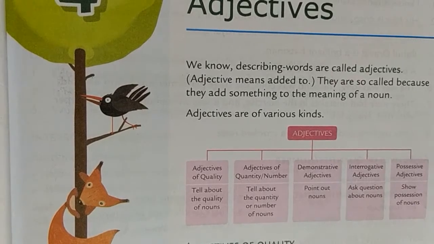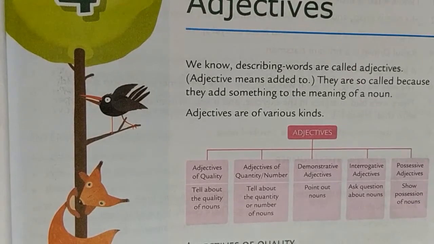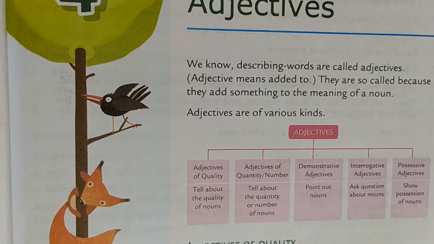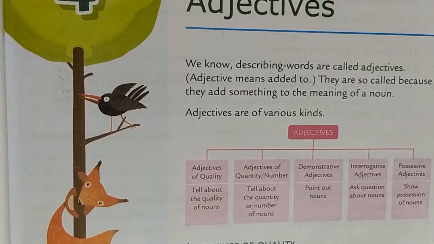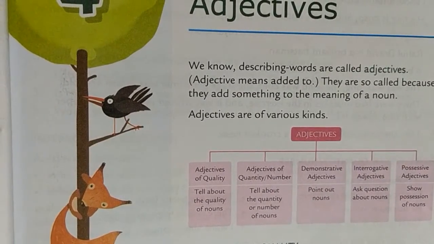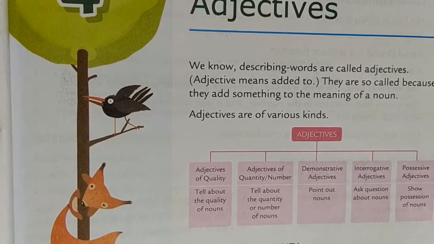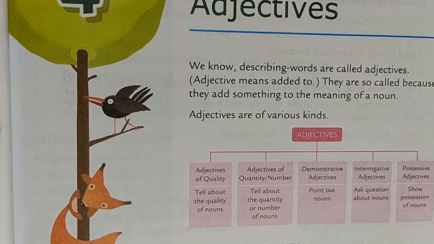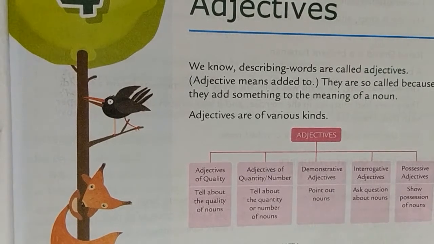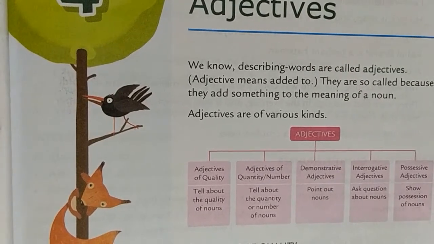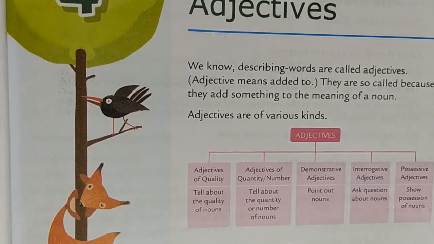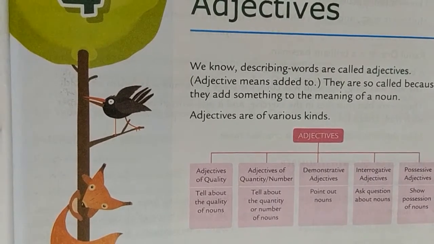Suppose, for example, Rita is wearing a beautiful dress. The word beautiful here is an adjective. It is adding meaning to the sentence: what kind of a dress is she wearing? She's wearing a beautiful dress. Clear? Now we are going to read kinds of adjectives.